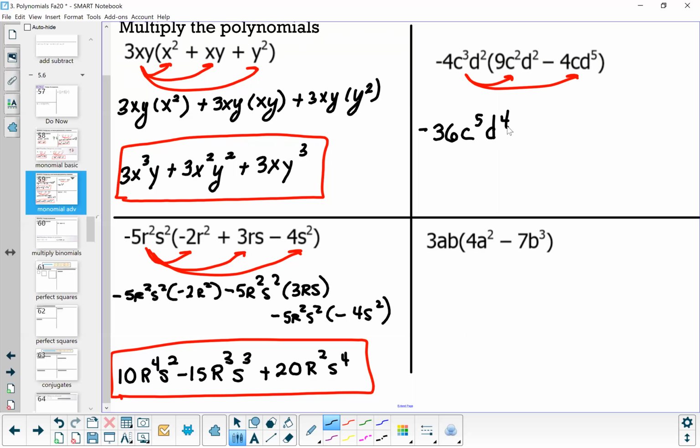Okay, our second arrow, negative 4c cubed d squared to the minus 4c d to the 5th. So negative 4 times negative 4 is plus 16. C cubed times c, which is c to the 1st power, that's c to the 4th. And d squared times d to the 5th is d to the 7th.